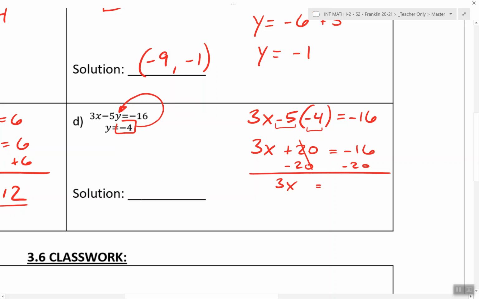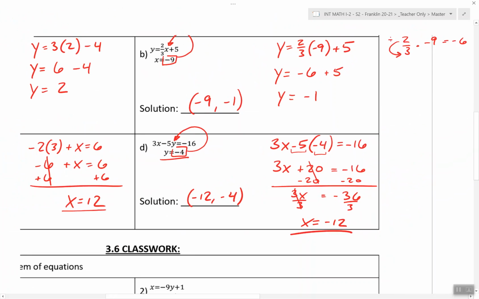So 3x equals negative 36. Finally, we'll divide by 3, and x equals negative 12. So we know that x equals negative 12. We were given y equals negative 4. So that is an ordered pair solution of (-12, -4).